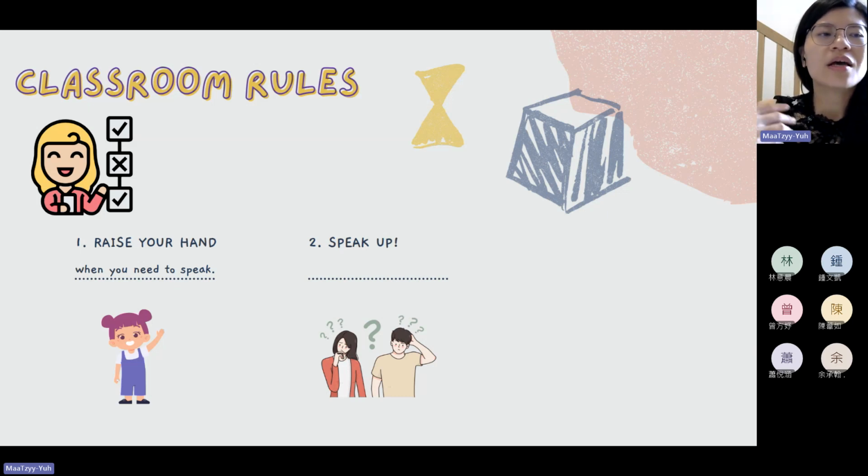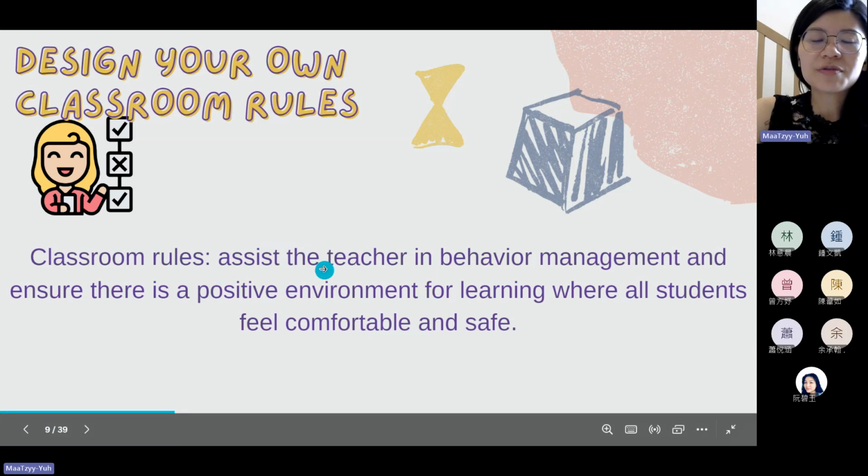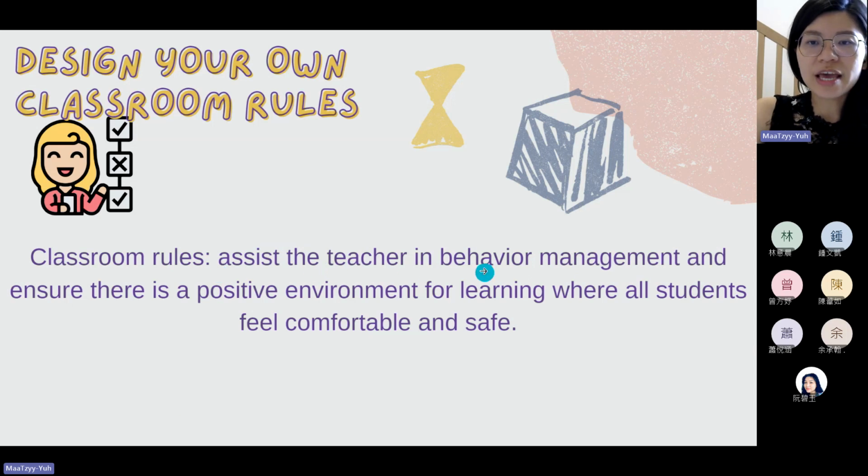So always establish the rules on the very first day of your lessons. I think that will really help you with the following ones. The classroom rules are for assisting the teachers in behavior management and to ensure there is a positive environment for learning. By positive environment, I think it has something to do with the students' relationship as well.